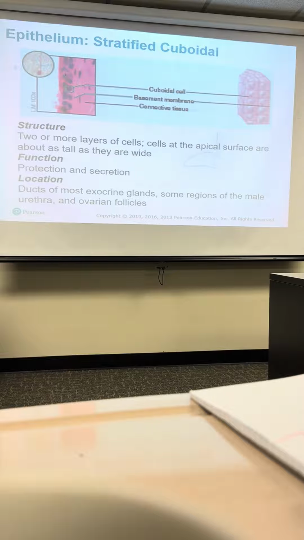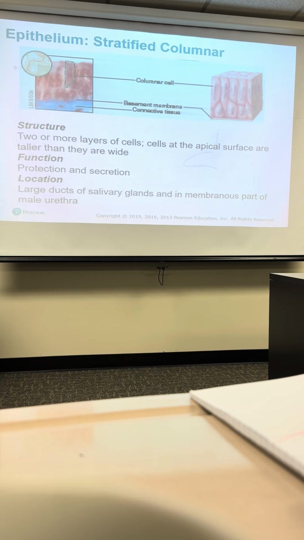Okay, so now let's talk about the stratified cuboidal. Just to let you know, the way you saw the simple cuboidal in a circle, stratified cuboidal also you will see in a circle, because the location is the ducts of most exocrine glands, some regions of the male urethra and ovarian follicles. And what is the function? Protection and secretion. And what about the stratified columnar? Where do you find them? Large ducts of the salivary glands and in the membranous part of the male urethra. And what is the function? Protection and secretion.